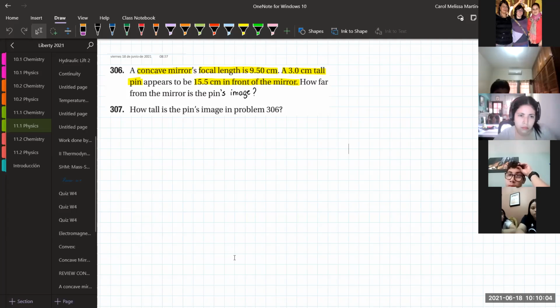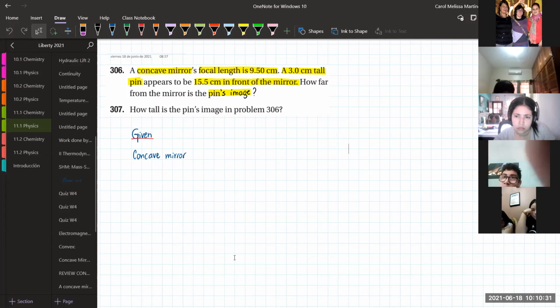So we are looking for how far is the image. We're talking about the distance of the image. Okay, so we start writing the givens. The first given is the type of mirror that we have. We have a concave mirror. The second given is the focal length.